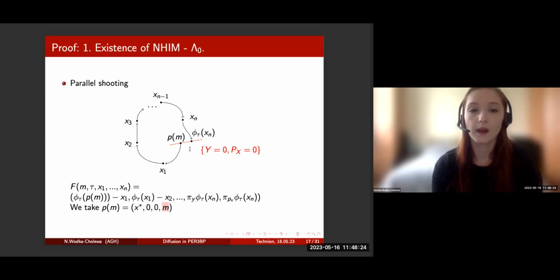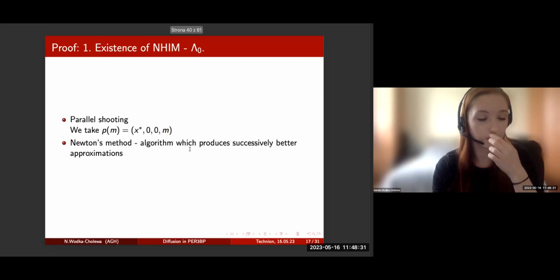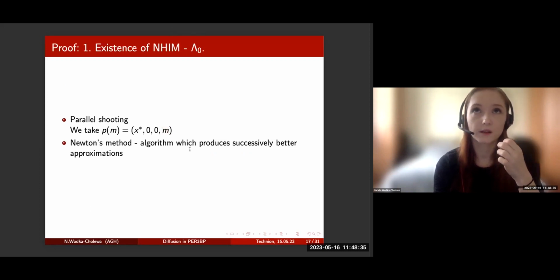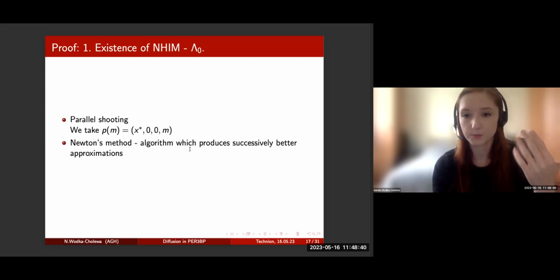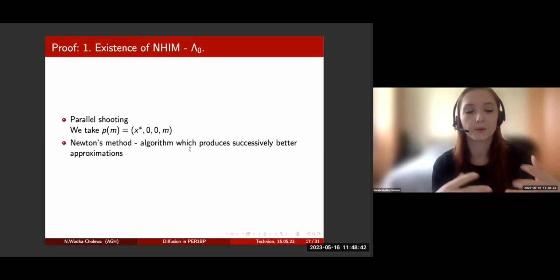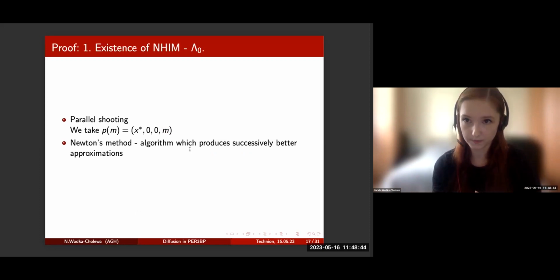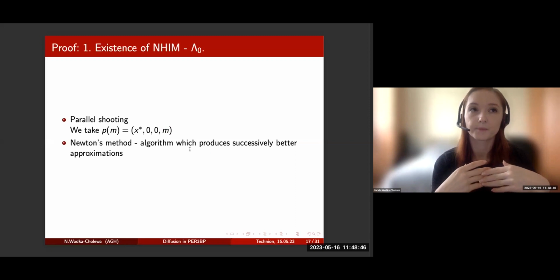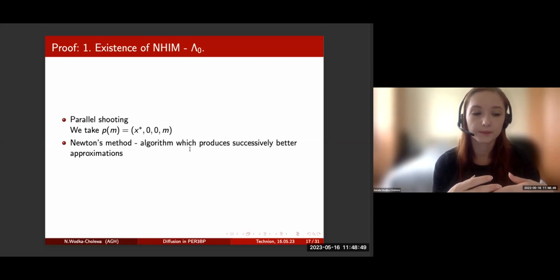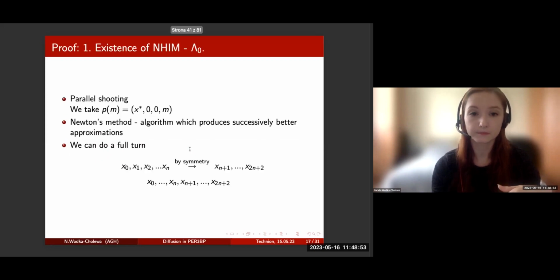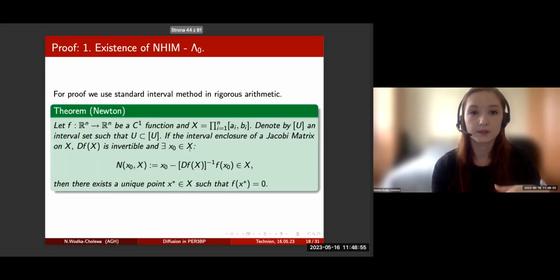Okay, and we do this parallel shooting, and we try to find 0 of that function. And we do this by Newton's method. So firstly you do this. It's an algorithm which produces better approximations of 0 of the function, and you can use Newton's theorem, and it's here.